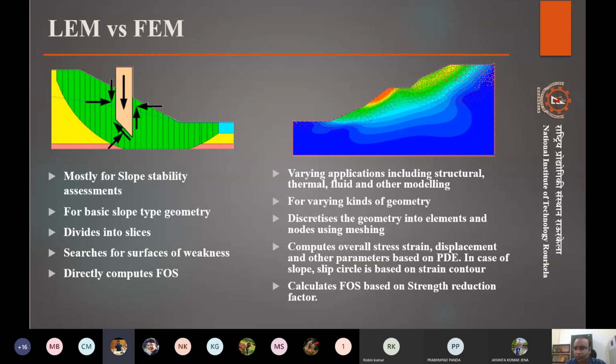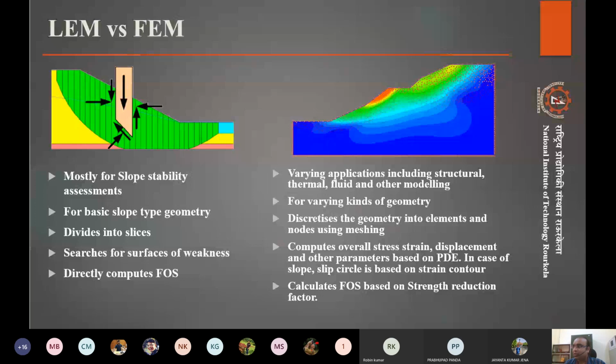Also, these are not directly calculating factor of safety, as I said, because these are not looking for any slope stability condition. These are basically looking for whatever physical phenomena we are simulating. So on the basis of that, there are different methods of calculating factor of safety. So we will also discuss those later on.